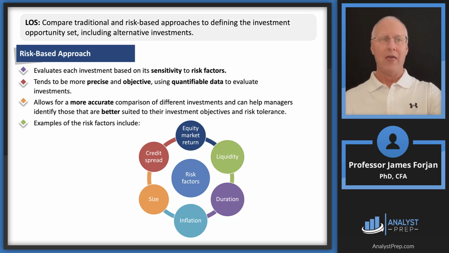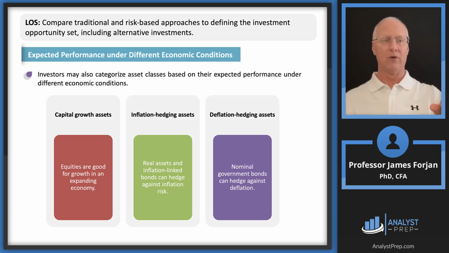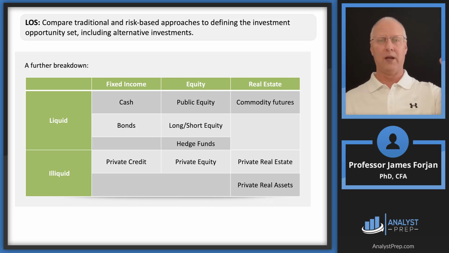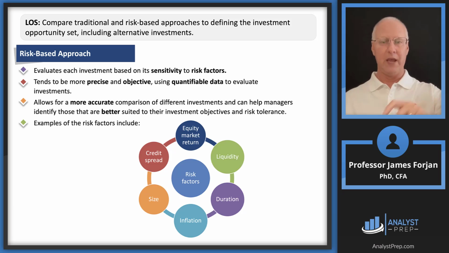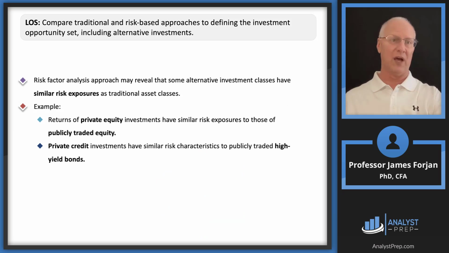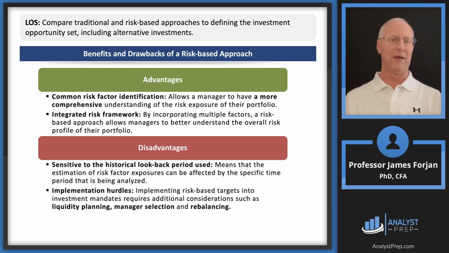So just remember liquidity. Here, let me go back here real quick. We either have liquidity or illiquidity. Here, liquidity is one factor inside of that risk-based approach. Here we have a quick example: returns of private equity are similar in risk to those of publicly traded equity. Private credit has similar characteristics to high yield bonds. Yeah, that makes sense. All right, what are the advantages of this risk-based approach?